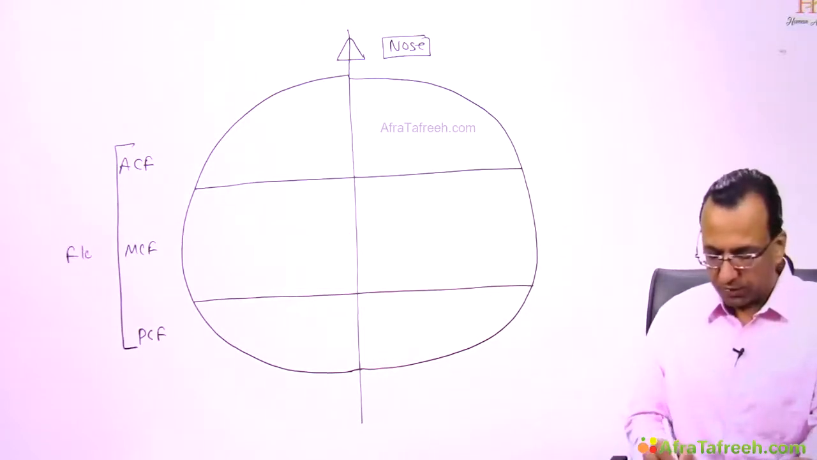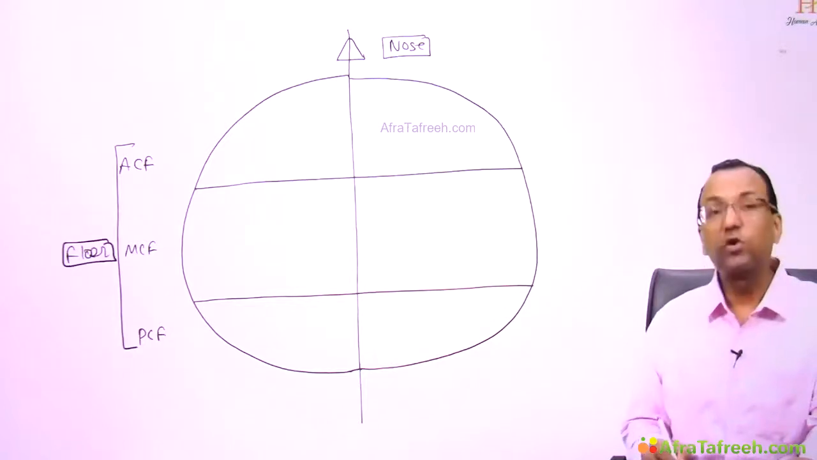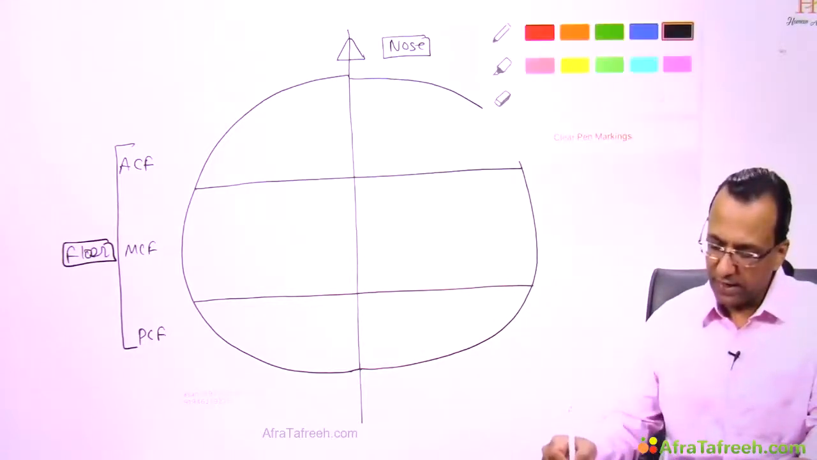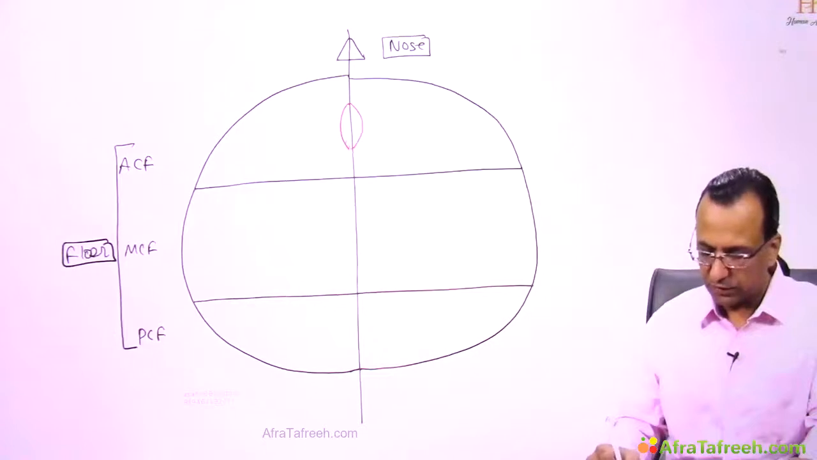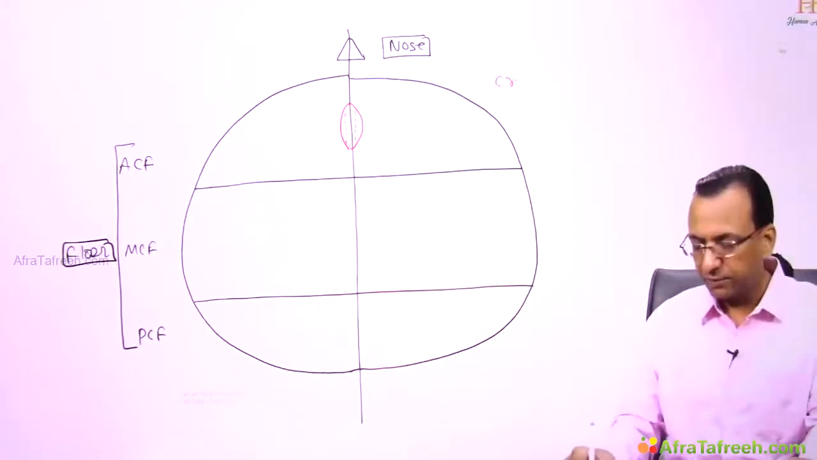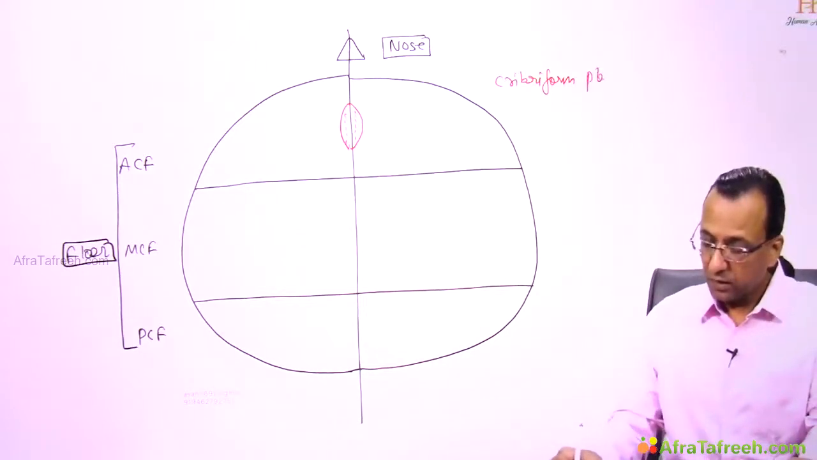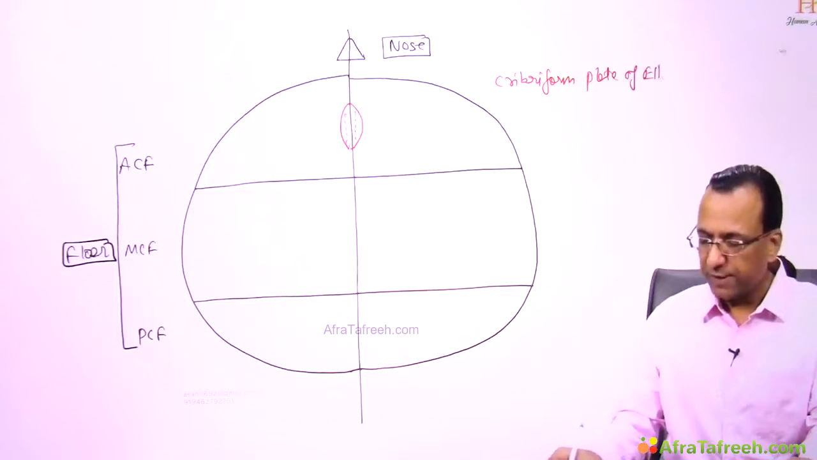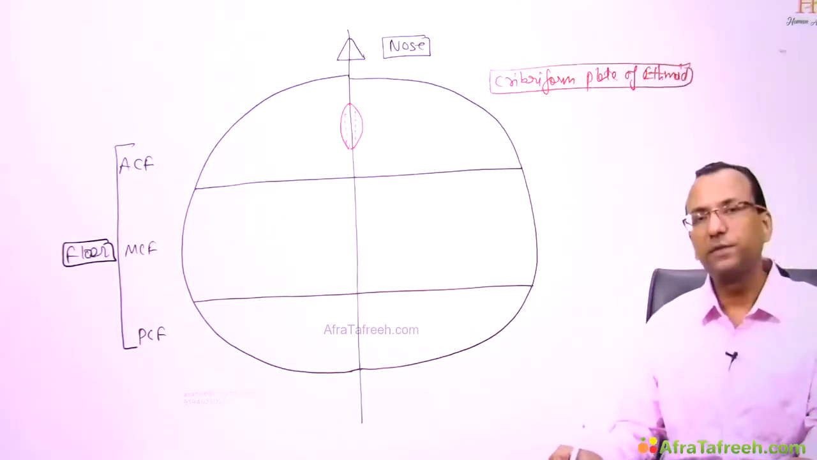So, floor of the anterior cranial fossa, what will you notice? At the floor of the anterior cranial fossa, what we notice is some cribriform plate of the ethmoid bone. And this cribriform plate of the ethmoid bone is actually having multiple openings. And what are those multiple openings for?